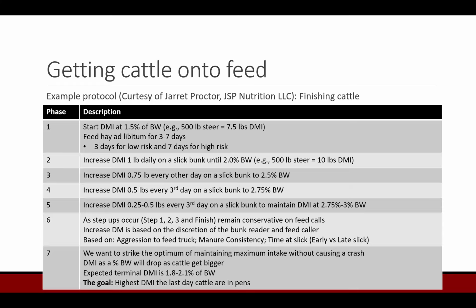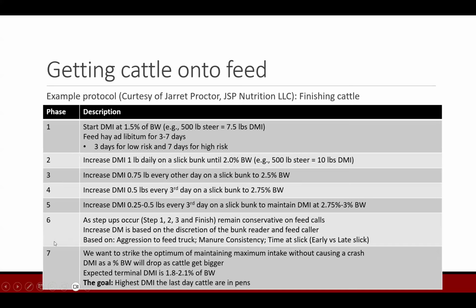And then they're going to look at when did that bunk get slick? So did it get slick right before feeding or did it get slick the night before, right? So they'll typically do 2 bunk readings. Larger feed yards may do a lot of bunk readings throughout the day, but timing of slick is very important for these guys when they're making their decision on feed calls. Okay.